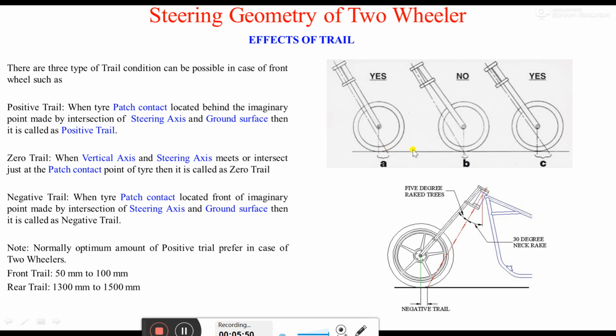Because when it lies behind your intersection point, there are negative effects, which we will see in the next lecture. But you have to remember here, we should prefer a positive ground trail in the case of the two wheeler. Okay, that's it.